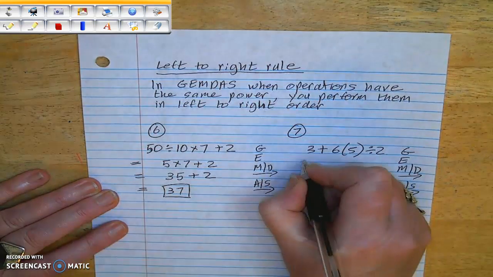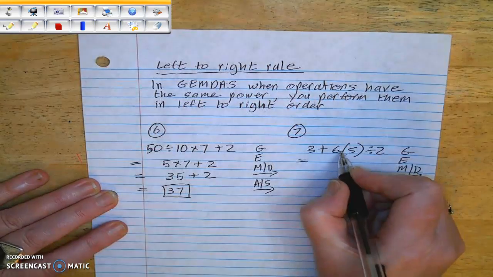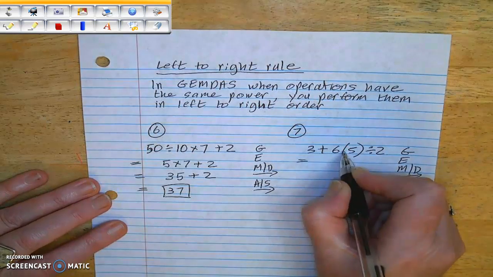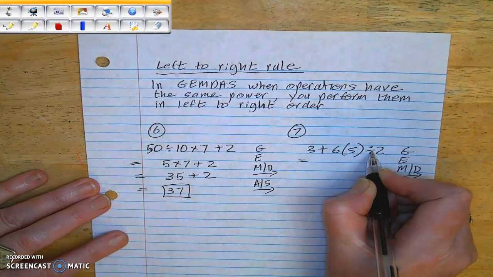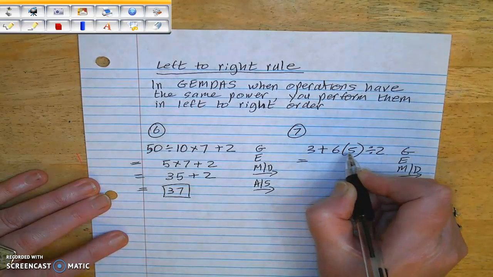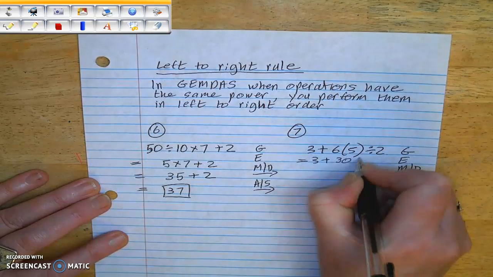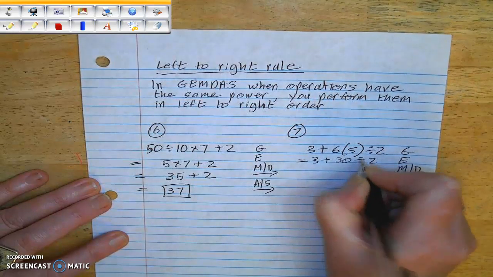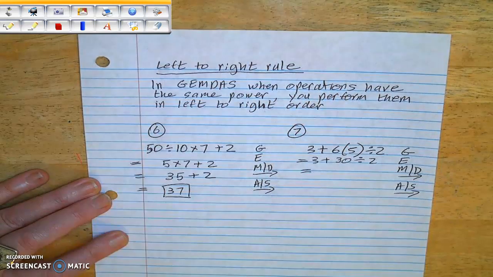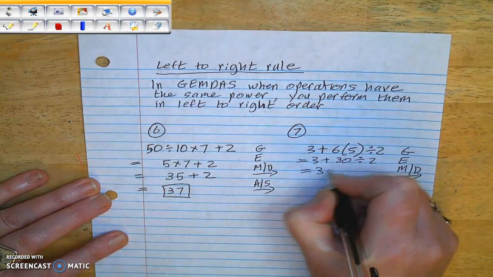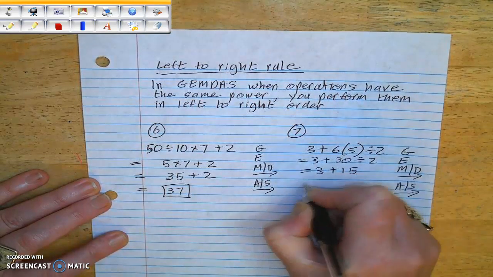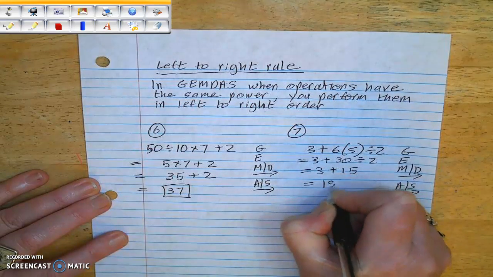For number 7, the first operation that I come to is addition, then I have multiplication, then I have division. The multiplication is the one I want to do first. So it's 3 plus 30 divided by 2. Then I'm going to do the division, 3 plus 15, and then my answer is 18.